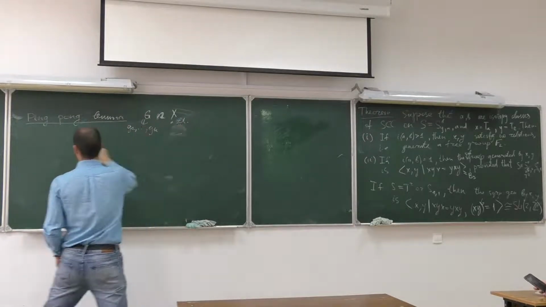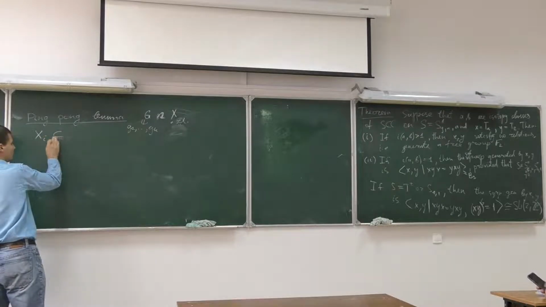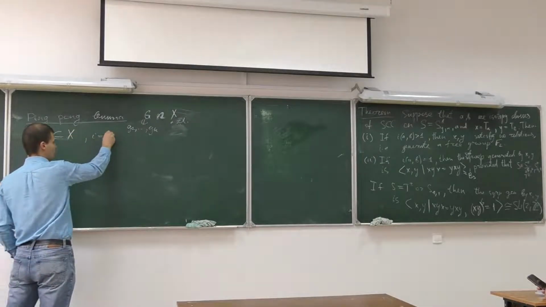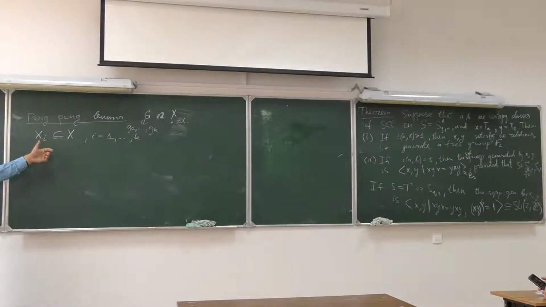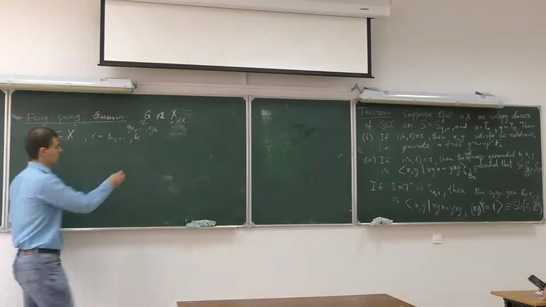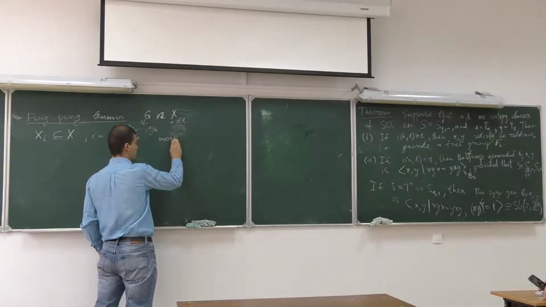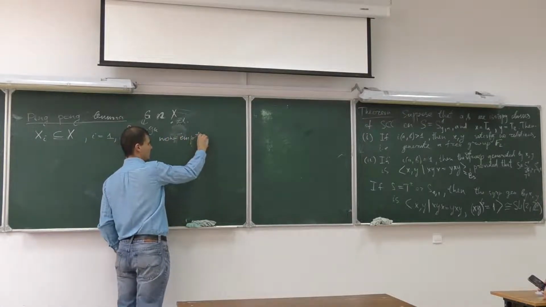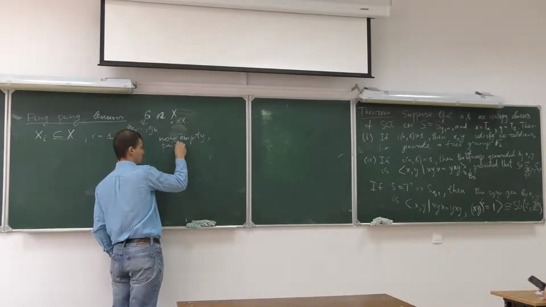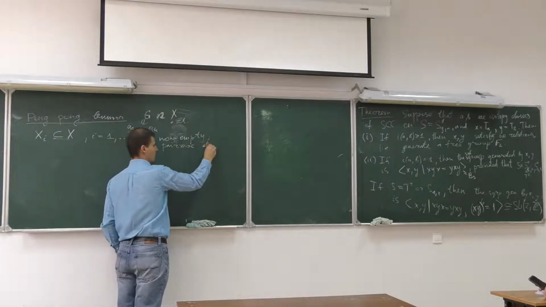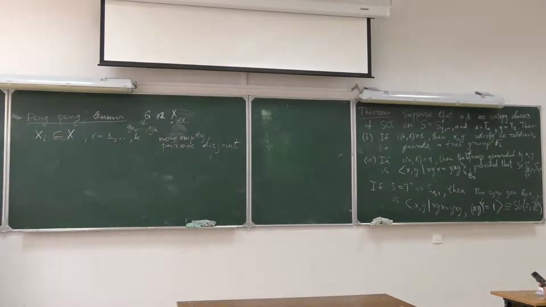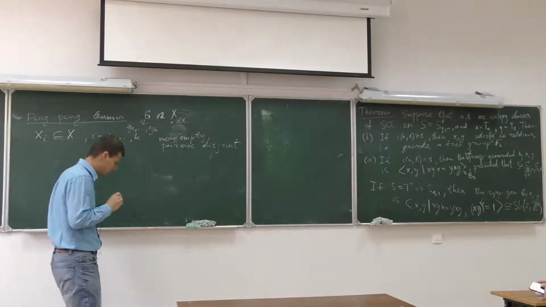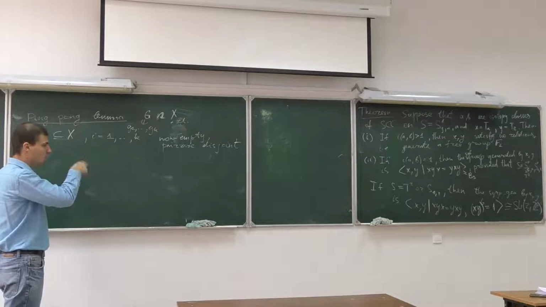So X_i are subsets of X for i from 1 to k. I would like these subsets to be disjoint and non-empty, non-empty and pairwise disjoint. And assume that the following holds. Now I first write it formally, then I explain.